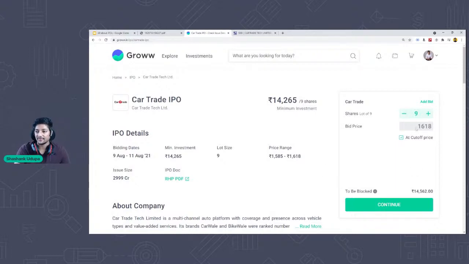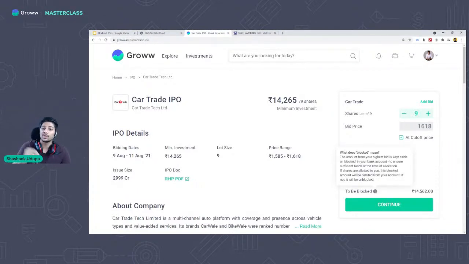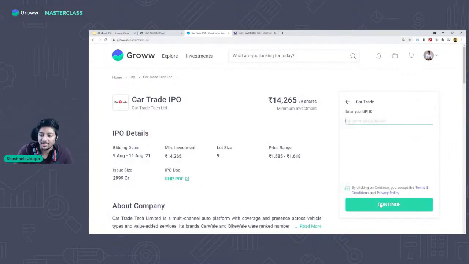Now, what will happen is if I say I want to buy this, the amount, which is 14,562, will be blocked. Basically, it won't go away from my account. It will be blocked. The amount from your highest bid is kept aside or blocked in your bank account to ensure that if you get allocation tomorrow, there's enough funds for you. So if the shares are allotted to you, this blocked amount will be debited and taken back into the company's account. If you don't get allotment, this money will be back in your bank account itself. It will be unblocked.